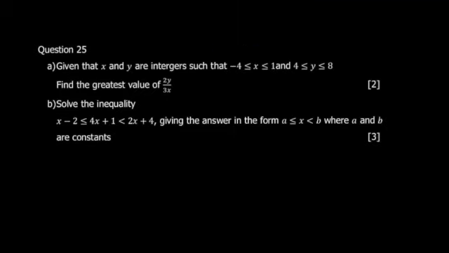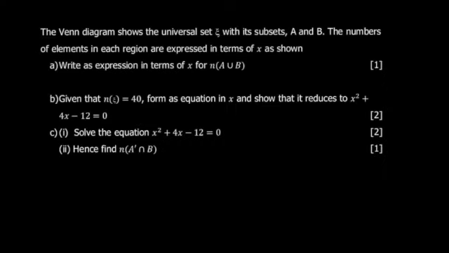Let's see the next question. The next part says, given that the number of elements in the universal set equals 40, form an equation. It was supposed to form an equation in x and show that it reduces to that.